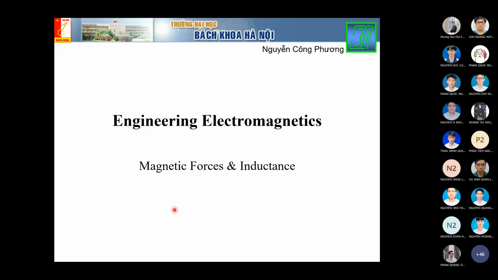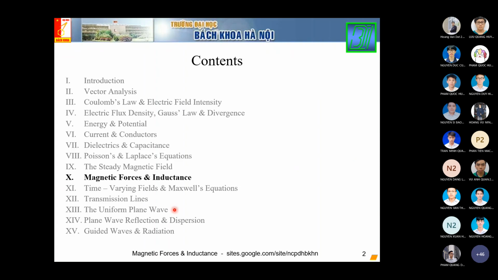All right, the new chapter, this one is about magnetic forces and inductance. Chapter number 9. In a previous chapter, we studied the problem of, given the current distribution, finding the magnetic field's intensity, the magnetic field's density, and the magnetic flux. In this chapter, we study the second problem.